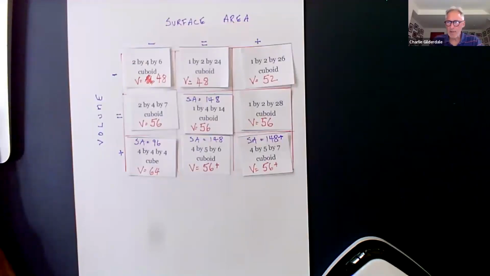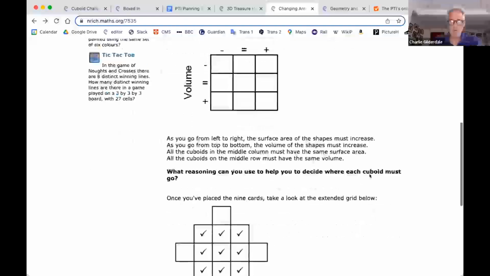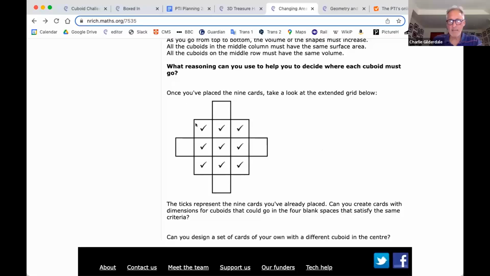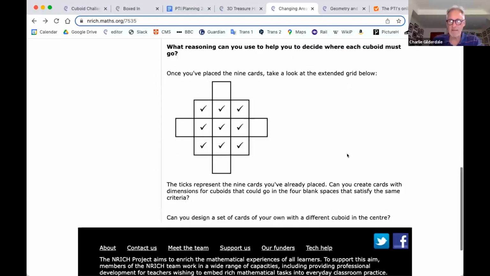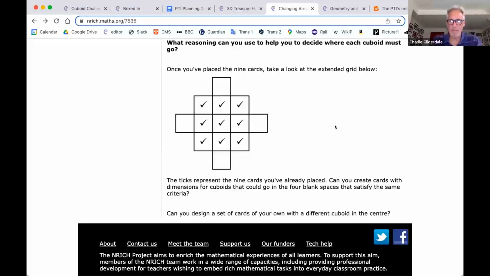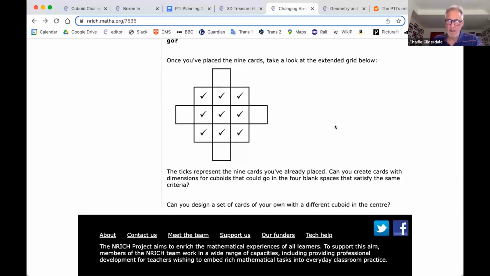I think I'm going to stop sharing this and just very quickly share the rest of the problem. Okay. Which I hope you can see, which says, once you've placed the 9 cards, take a look at the extended grid below and see whether you can find what you could place in the other 4 empty squares. And I think in order to do that, you really do have to start thinking about how the dimensions, the volume and the surface area change as you change the dimensions, because you have to understand the structure of what's going on to be able to go out.